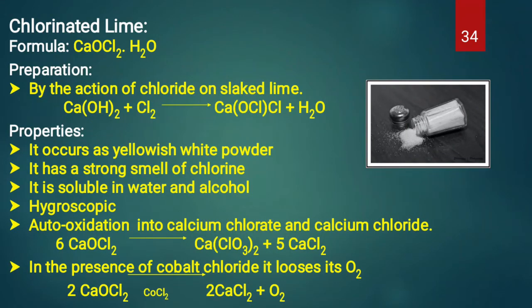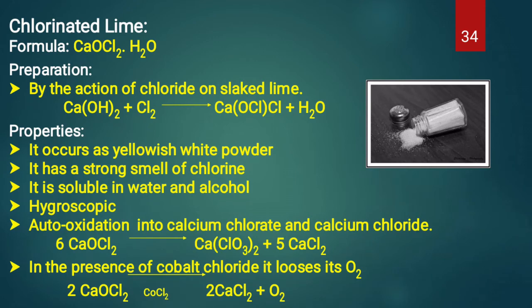Chlorinated lime. The formula for chlorinated lime includes CaOCl2.H2O. Chlorinated lime, also known as bleaching powder, is prepared by the action of chlorine on slaked lime. Slaked lime, Ca(OH)2, reacts with Cl2 to form bleaching powder or chlorinated lime.